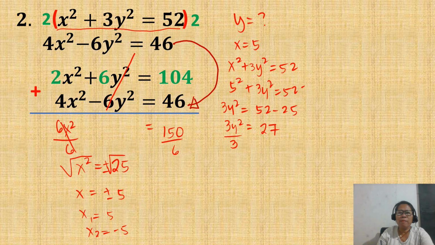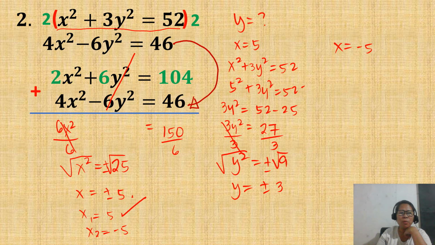So therefore, we will be getting the value of y already. 27 divided by 3 is 9. And getting the value of y, we have positive and negative 3. If we substitute the value of x with negative 5, we will still come up with the same value of y. Let us try. x is equal to negative 5, because as we have seen, our first value of x is 5, and the second is negative 5. So are we coming up with the same value of y?